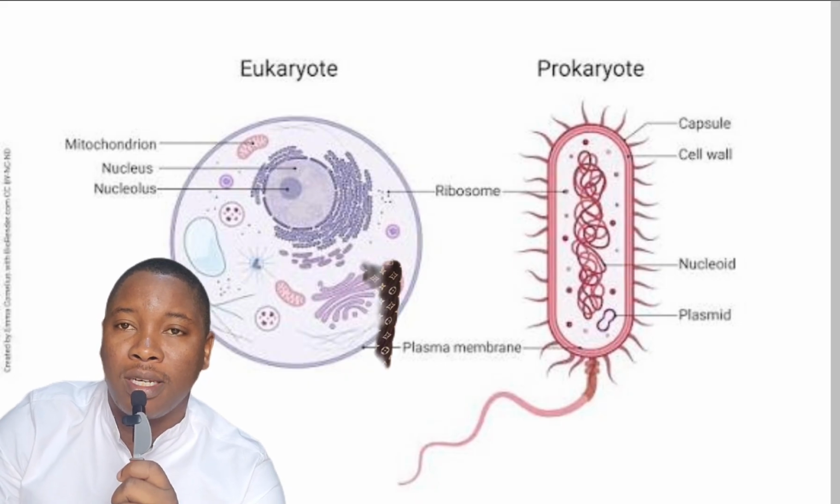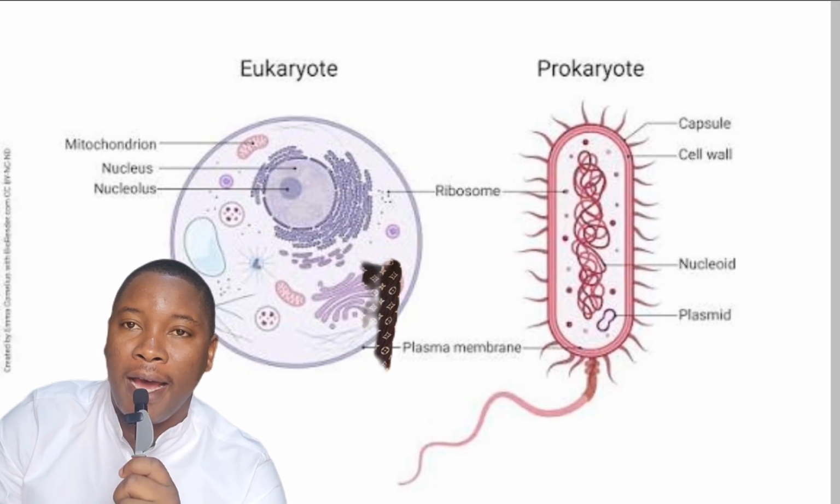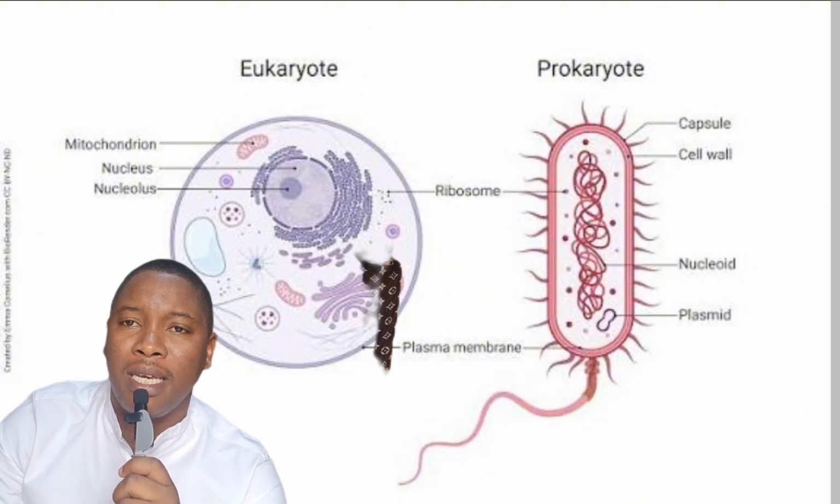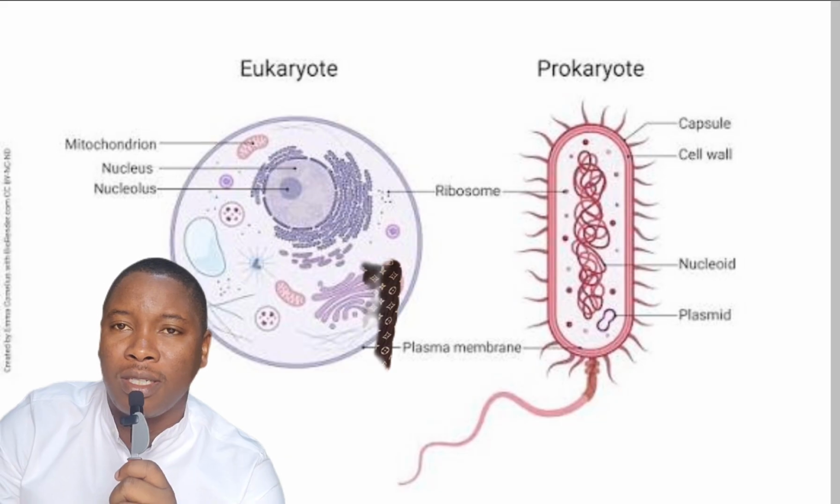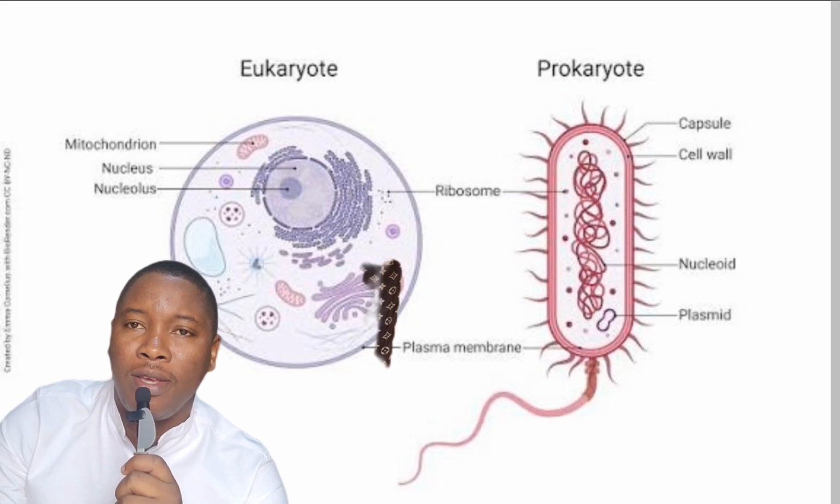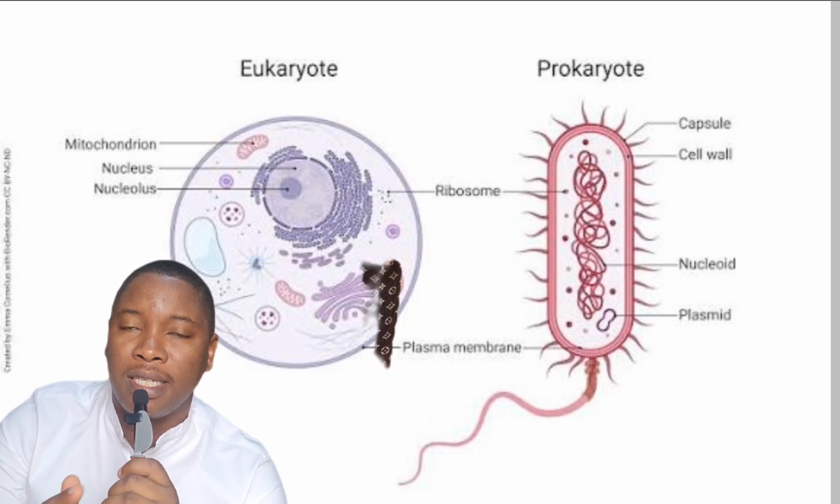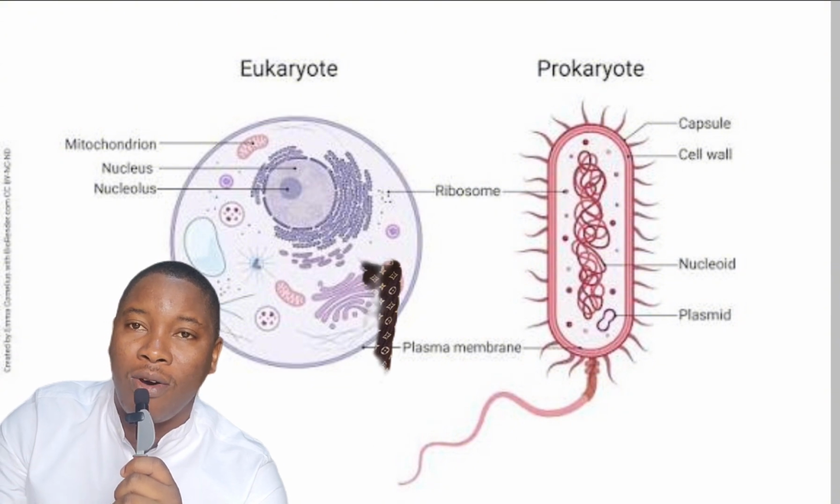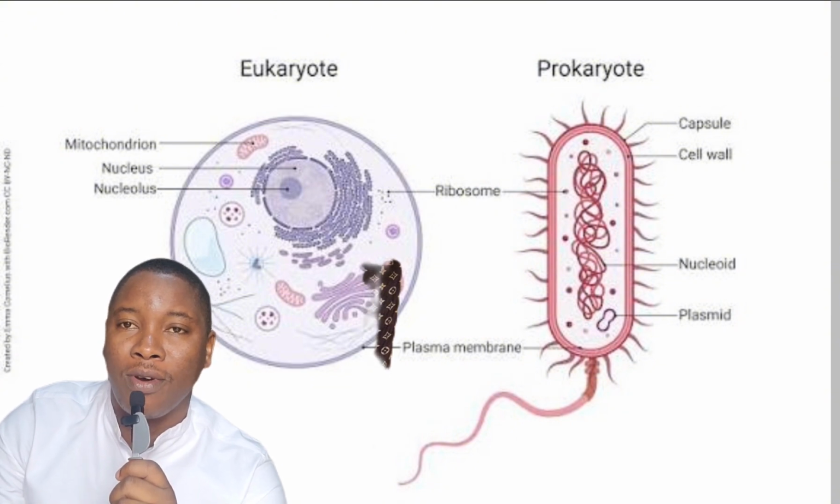So the prokaryotic cells include the bacteria and the algae. So they are the prokaryotic cells, and you have many features within the prokaryotic cell. If you look at a bacterial cell, you have many features that can be seen, chief of which is the absence or the lack of membrane-bound organelles.